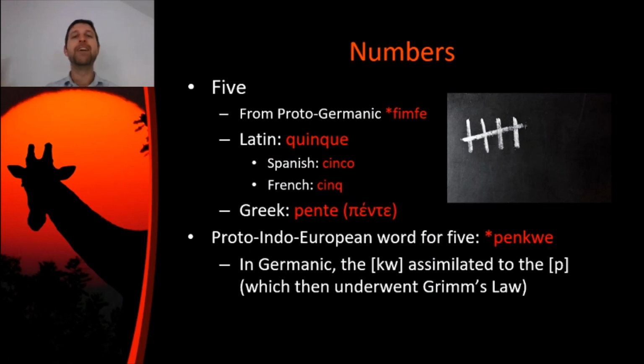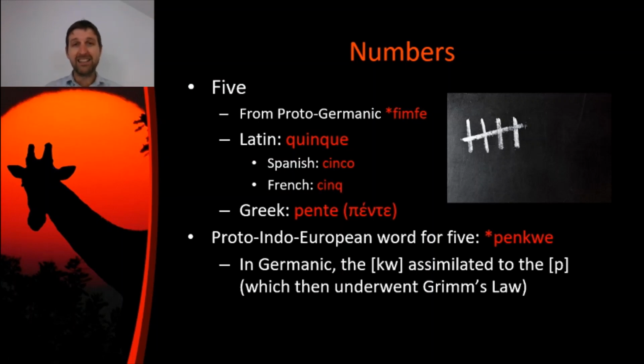If the word for 5 in Proto-Indo-European was originally penque, we think that what happened is in the ancestor of Germanic, the qua assimilated to the pa at the beginning of the word. So penque became pimpe, essentially. And then pimpe underwent Grimm's Law to fimfe, and there you go, you get your Fs, because they did come from P's, just like Grimm's Law would have predicted, but there's an extra step here: there was some assimilation that we have to take into account.